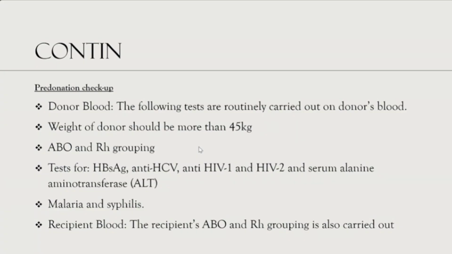Then we also test for the hepatitis surface antigen. We also test for the anti-hepatitis C virus. We also test for the anti-HIV-1 and also the anti-HIV-2. And we also do the serum alanine aminotransferase. So we also do the malaria and the syphilis. Then in the recipient's blood, we also do the ABO and the rhesus grouping.